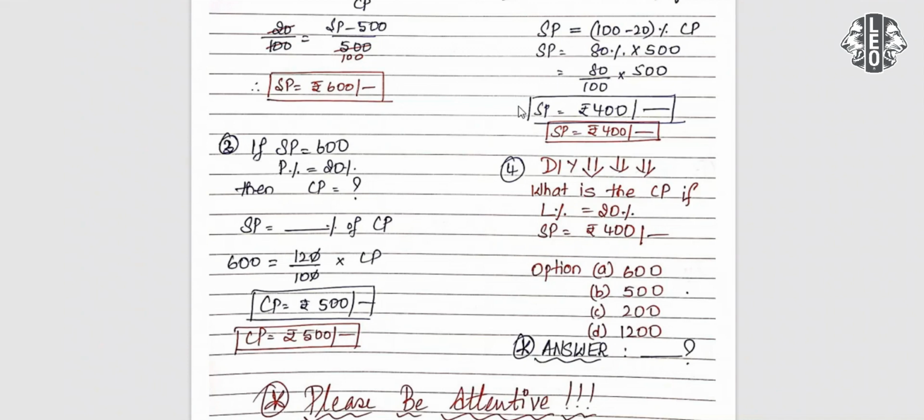What is the cost price? What they are asking? They are asking the cost price. They are asking the initial value. If loss, what is loss? 20%. The loss percentage is 20% and the selling price is 400.